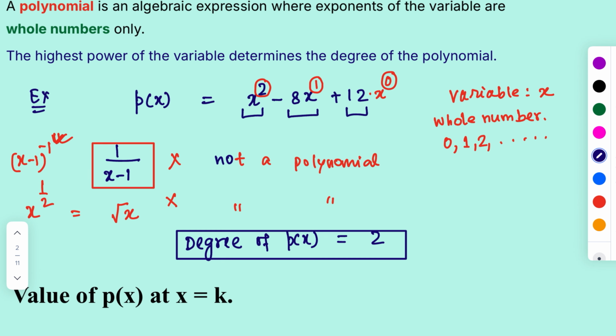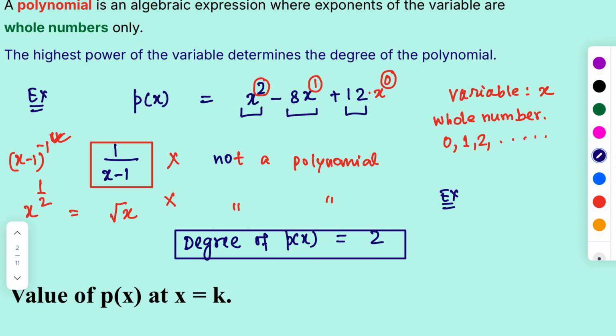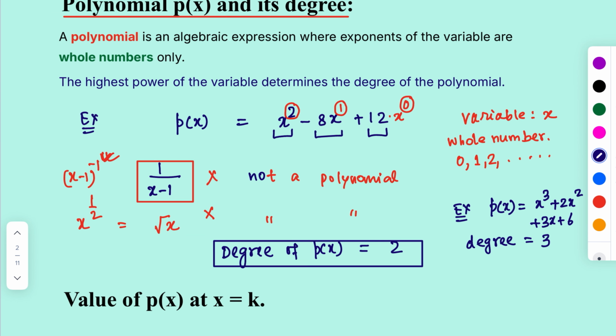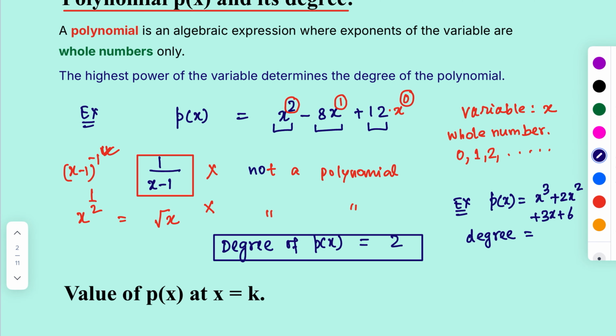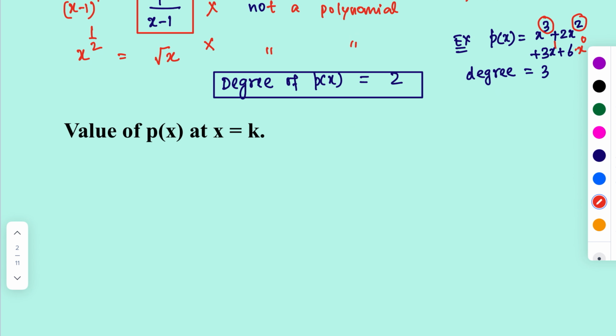Suppose, for example, we take a polynomial x cube plus 2x square plus 3x plus 6. Here the degree is 3, because the highest power of the variable is 3. So the highest power of the variable determines the degree of the polynomial.